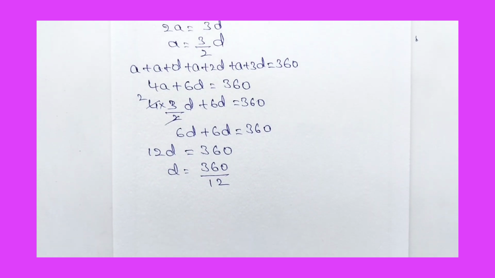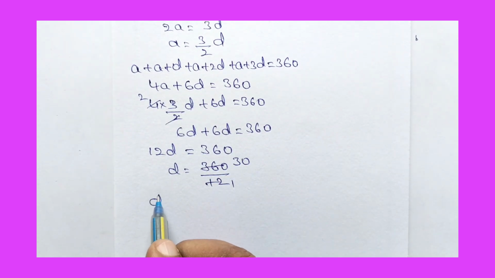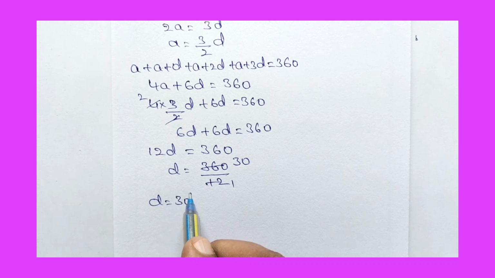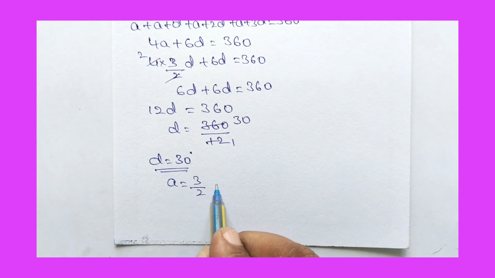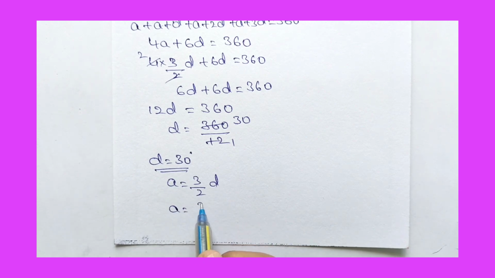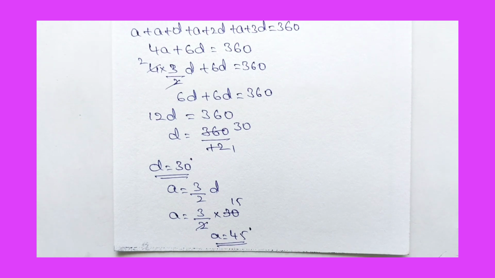So, now let us divide it. 12 ones are 12, 12 threes are 36, so D is equal to 30 degrees. After getting D, find the value of A. A is equal to 3 by 2 into D, which is 30 degrees. 2 ones are 2, 15 threes are 45. So, A is equal to 45 degrees. Now we have D and A.